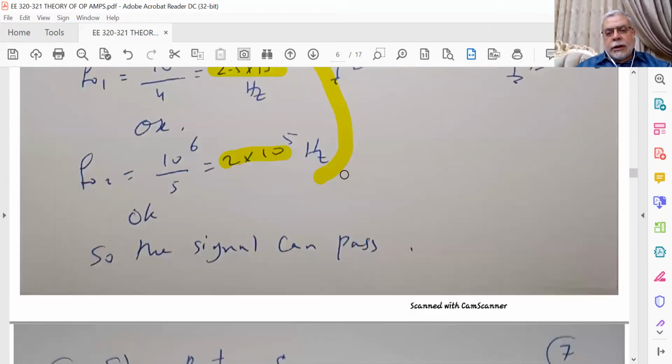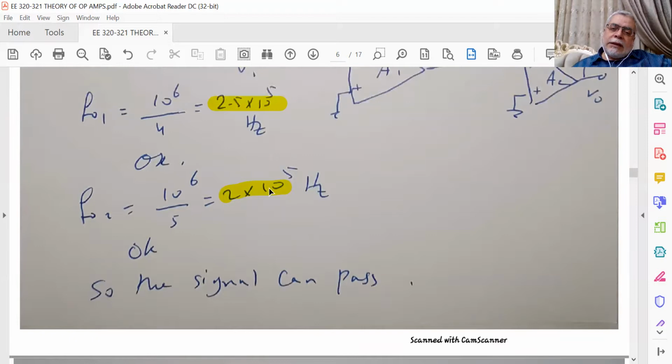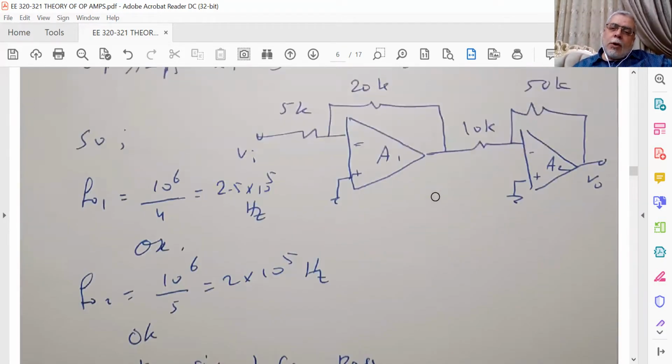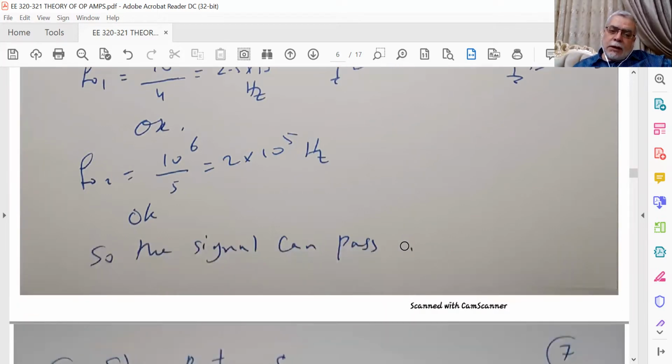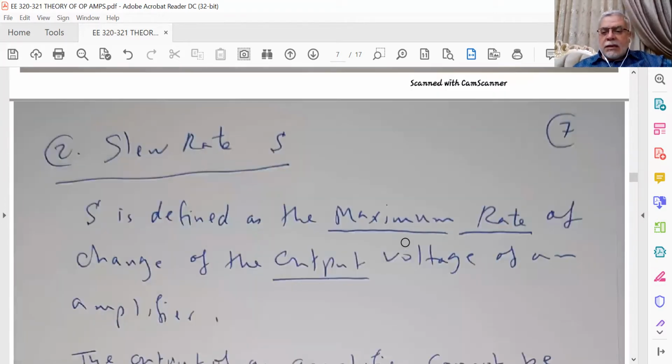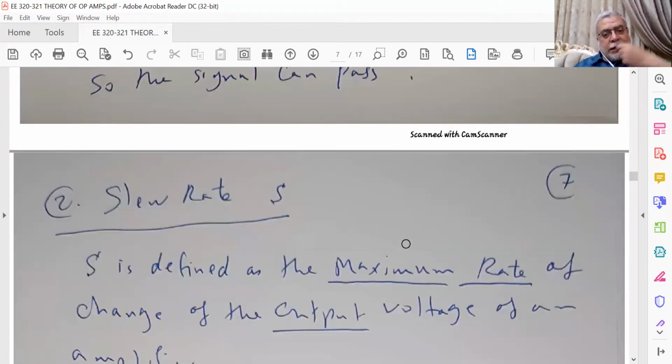So in general, in order to increase the bandwidth for a certain gain, we can divide this gain on more than one op-amp circuit. The product of the gain for each one will be the total gain, and we have an operation with a higher frequency. This is the first limitation of the operational amplifier.